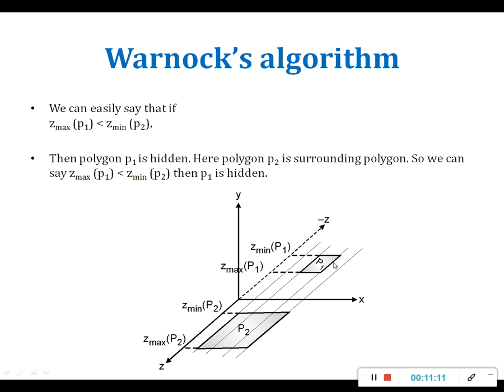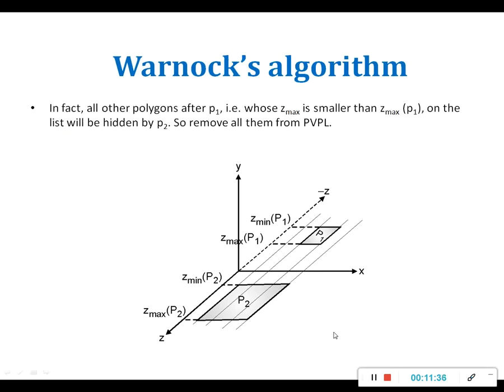So in that case, if the Z max is smaller, we can say that P1 is hidden, and the polygon P2 is the surrounding polygon. P1 is surrounded by P2, so we should not display P1, but we are going to display P2 because P1 is hidden. So we can say that if the Z max of P1 is less than the Z min of P2, then P1 is hidden. Only P2 can be seen.